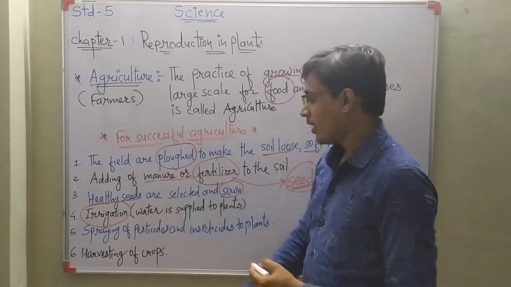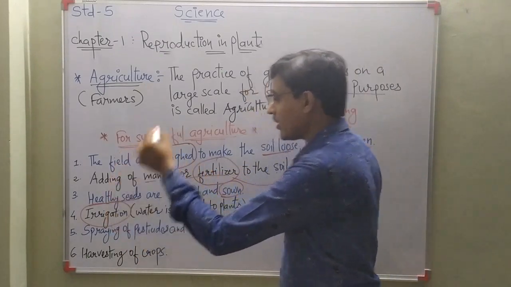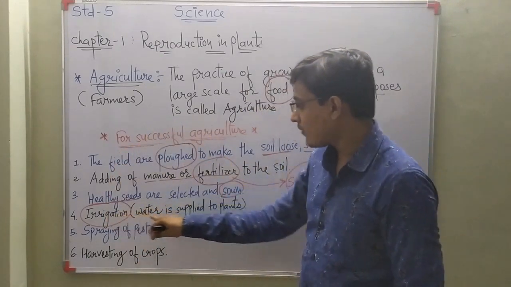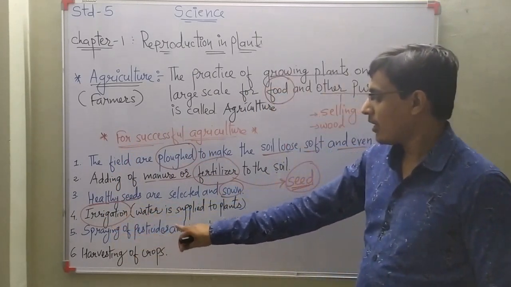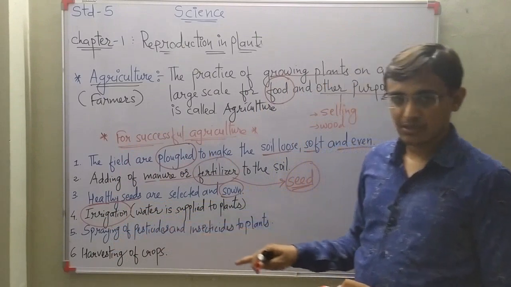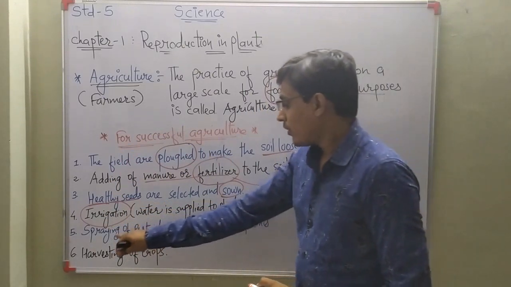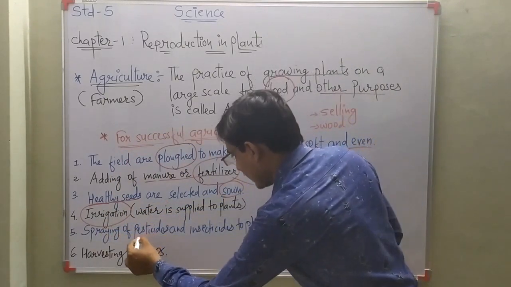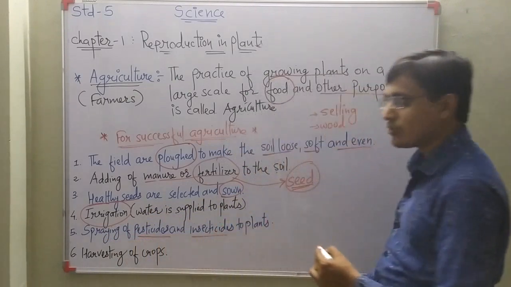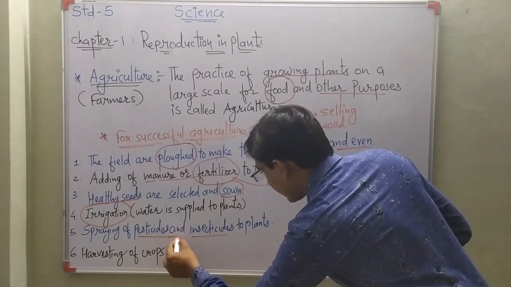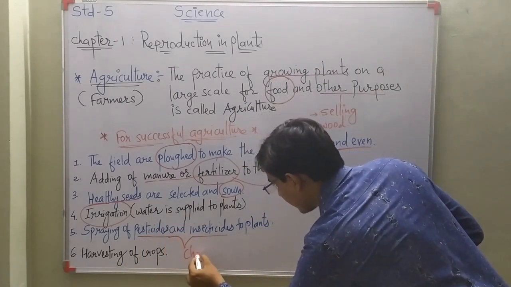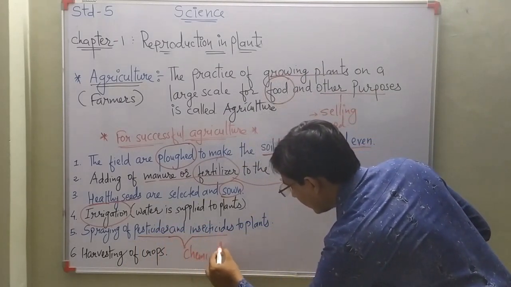Now fifth point, when seed undergoes germination and from that a new plant will form. These plants are affected by some harmful pests and insects. So what we have to do? We are spraying the pesticides and insecticides to the plants. Why? Pesticides and insecticides are chemicals.